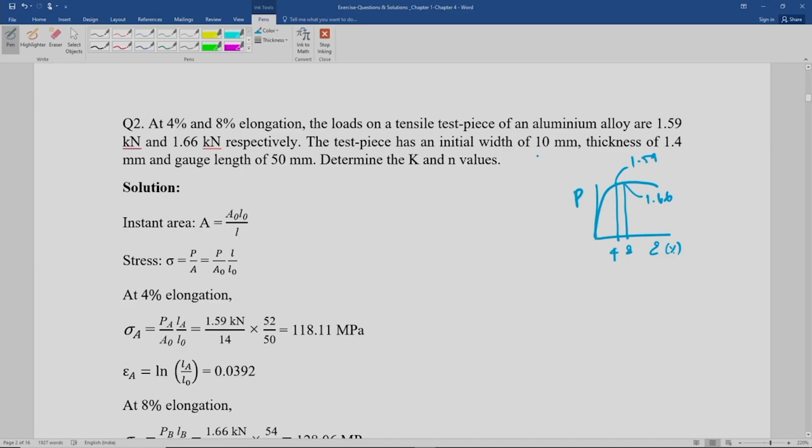Dimensions are given. The width of the sample is 10 mm, thickness is 1.5, gauge length is 50. So you can always draw a diagram like this, and the thickness is this cross section. So thickness is 1.4 mm, and this fellow is going to be 50. Again, gauge length is 50, and initial width is, let us say, 10 mm. Thickness is 1.4. So what is the question? You have to calculate K and N directly.